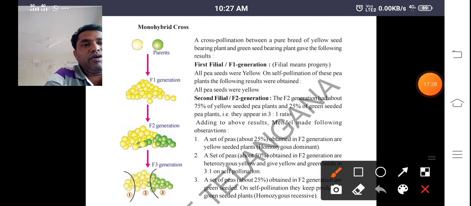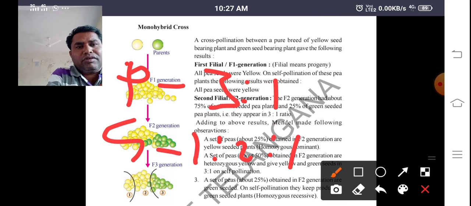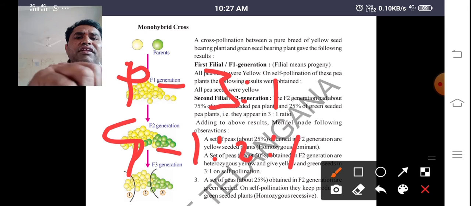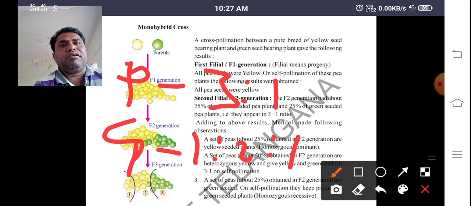Once again, I will write here: monohybrid cross phenotype ratio is 3:1, genotype ratio is 1:2:1. This is most important in examinations and competitive exams. There are three important questions. What is a monohybrid cross? For this question the answer is, crossing two plants by taking a single character.